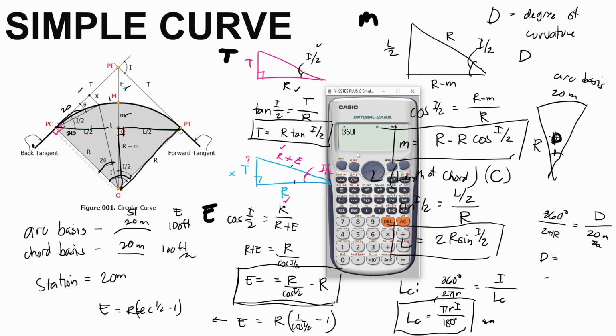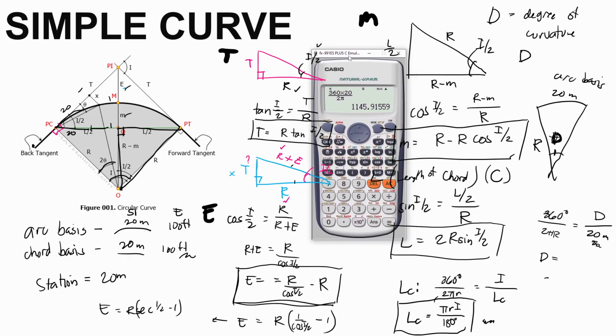So, paano ba to? 360 over 20, times 20 over 2 pi. So, ayan. Dati sinasaulo namin yung formula ng D is 1145.9156 over R. So, ganyan dati. Sinasaulo namin yung formula na ganyan.